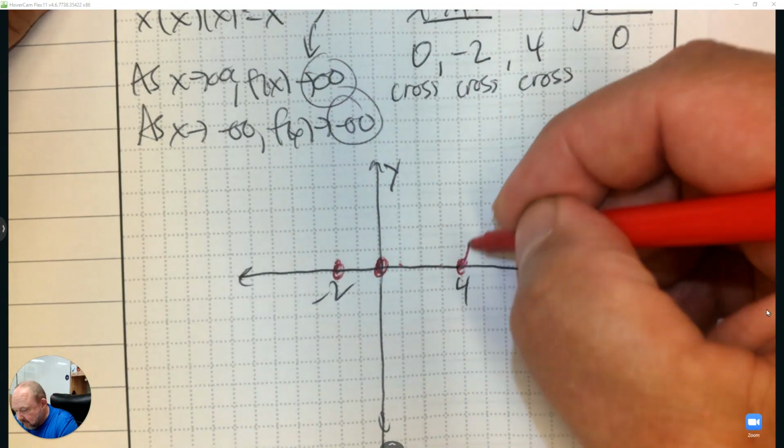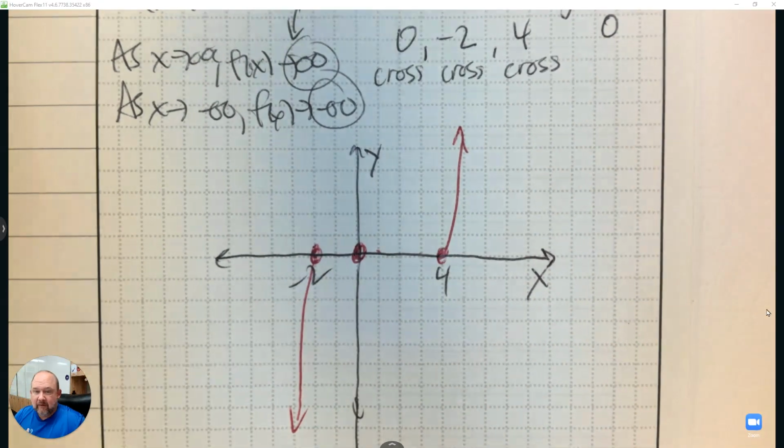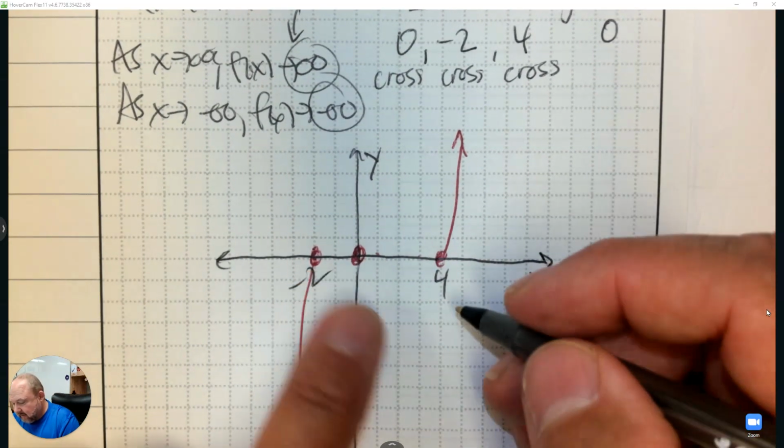I know the right end goes up. I know the left end goes down. And now we need to fill in more points to connect the graph together. So I'm going to start here at -1.